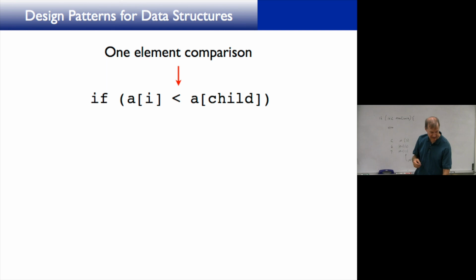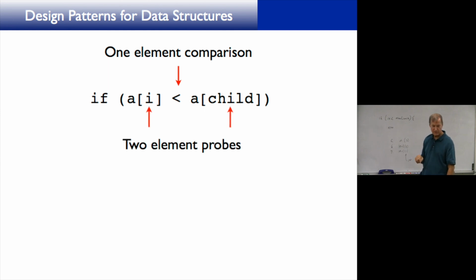So what we said last time is that we had 3 possible metrics: the number of array element comparisons, the number of array element assignments, and the number of array element probes. And we illustrated that with this. If a sub i is less than a sub child, we are comparing 2 elements of an array in a sort. And what were the sub i and the sub child called? Do you remember? Those are called probes. So we would have a way to count that it probed the array twice when this statement is executed.